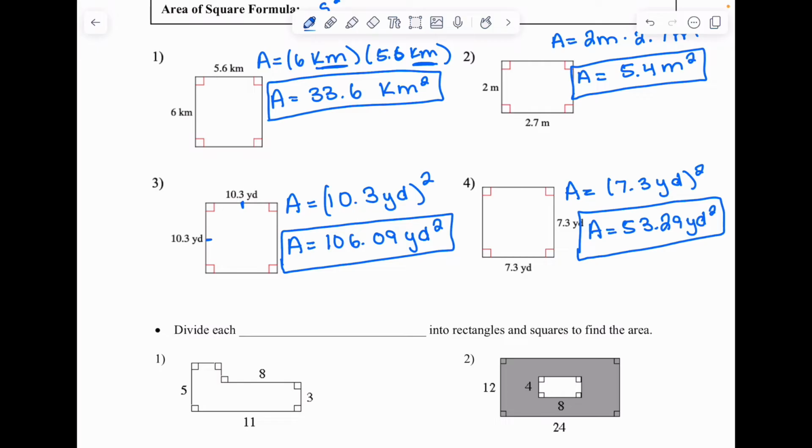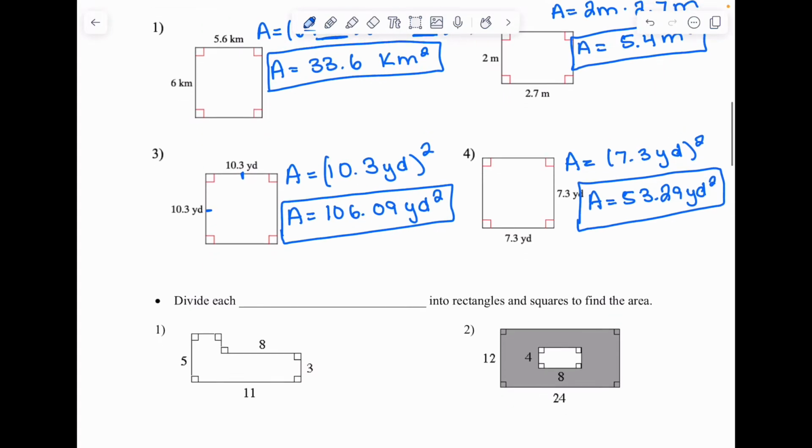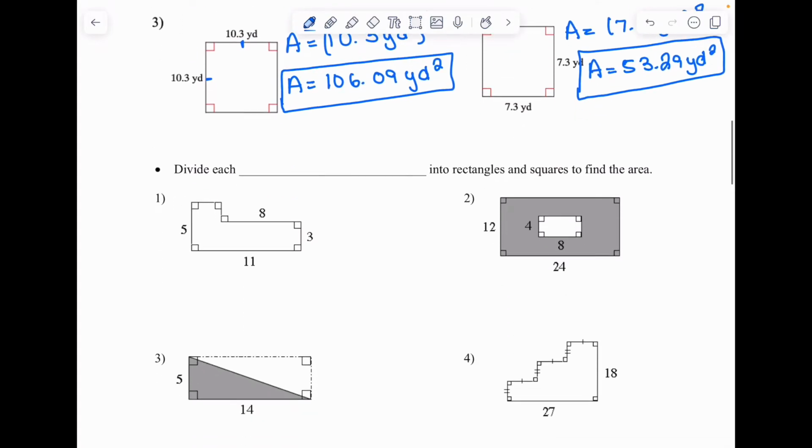Now that we know how to find the area of rectangles and squares, this can help us find the area of composite figures. A composite figure is a two-dimensional shape made up of other two-dimensional shapes. So think about if I took a square and a rectangle and a triangle and I mushed them all into one shape, that would be a composite figure. And because a composite figure is made up of a bunch of two-dimensional shapes, I can break it up into those two-dimensional shapes that I know how to find the area of.